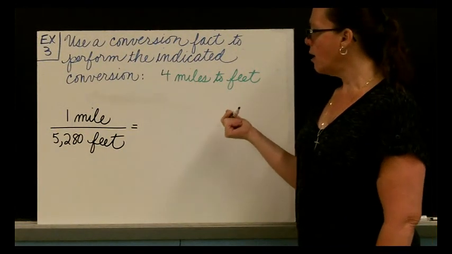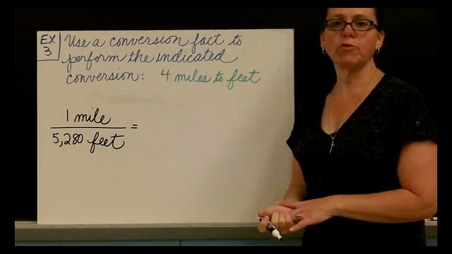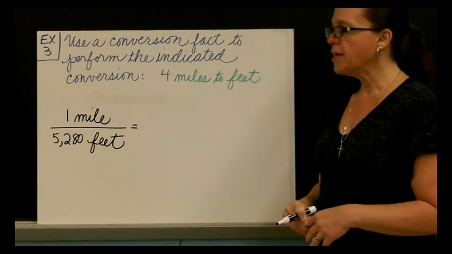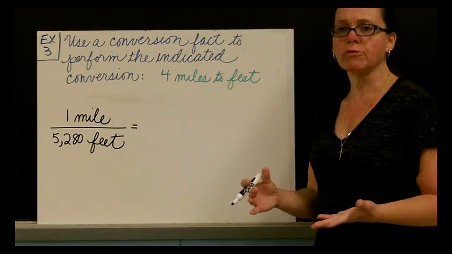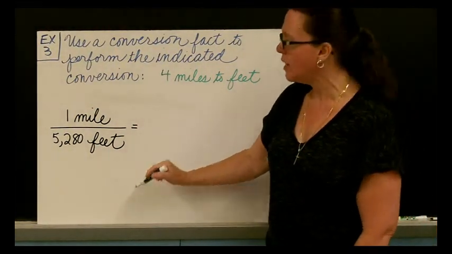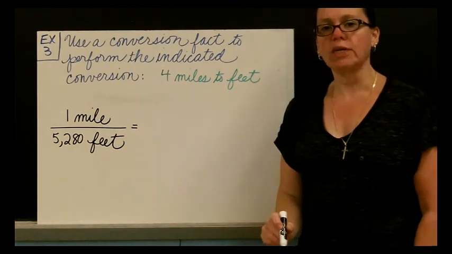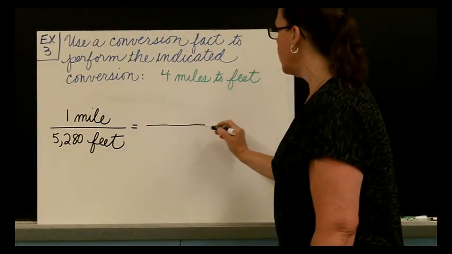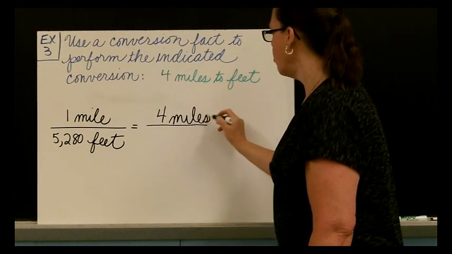Now, it would be helpful for some common conversion factors, like how many feet or how many yards are in a mile, if you were to commit them to memory. But lucky for you, we have Google and you have a chart in the back of your books, and you have a lot of resources at your fingertips so that you can very readily find out that in 1 mile there are 5,280 feet. And I'm going to use this information to find out how many feet there are in 4 miles.